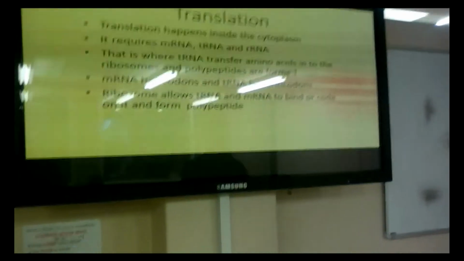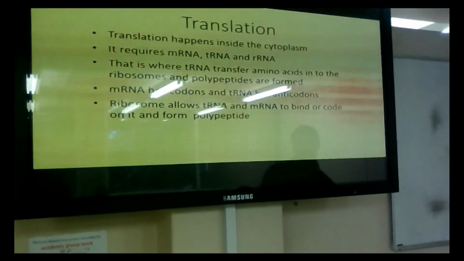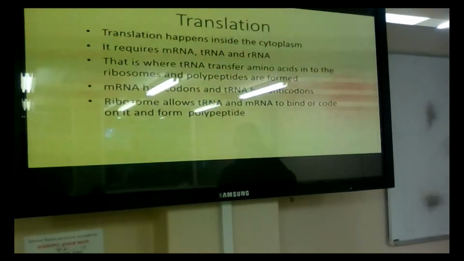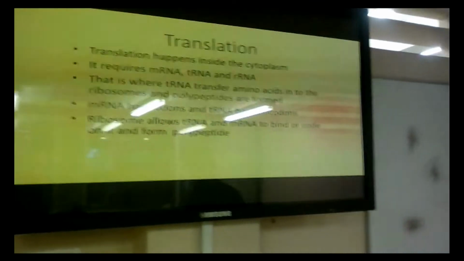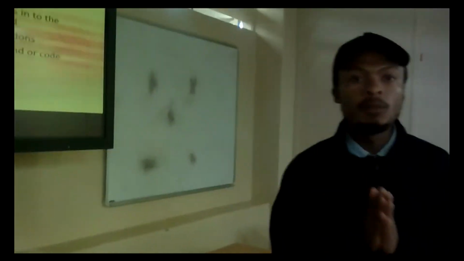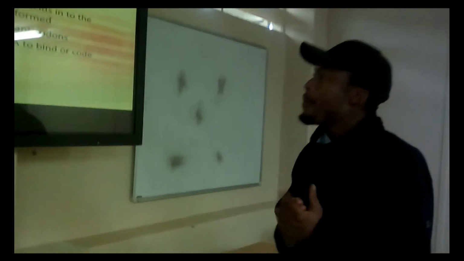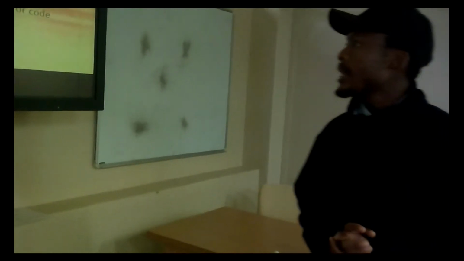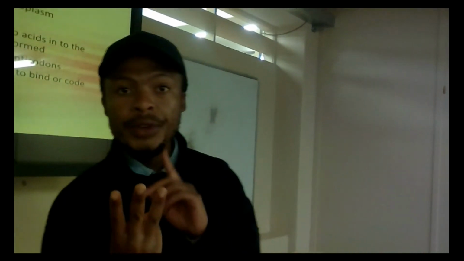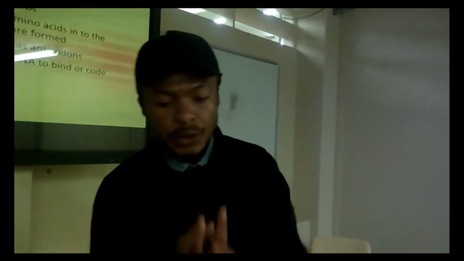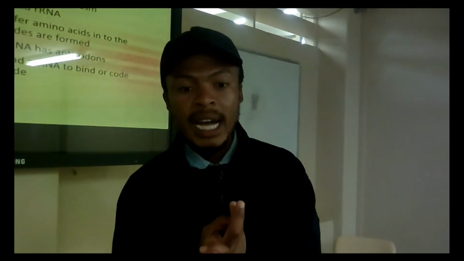That is where tRNA transfers amino acids into the ribosomes, and then peptide bonds are formed. As soon as transfer RNA transfers amino acids, peptide bonds are formed. mRNA has codons, and then tRNA has anticodons. We have three RNAs: ribosomal RNA, transfer RNA, and messenger RNA.